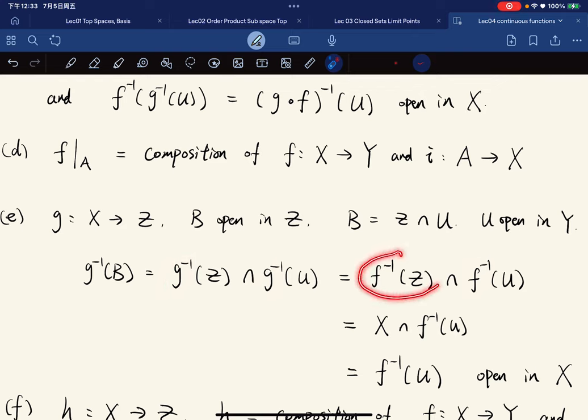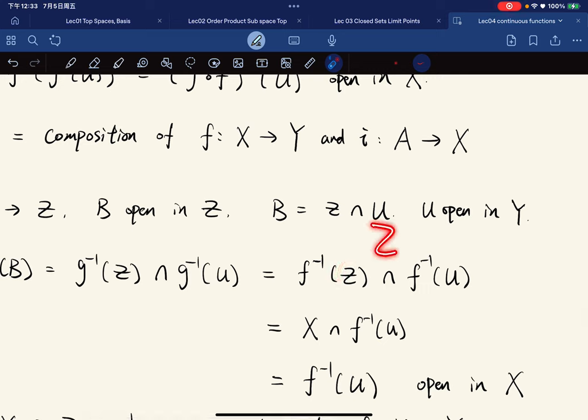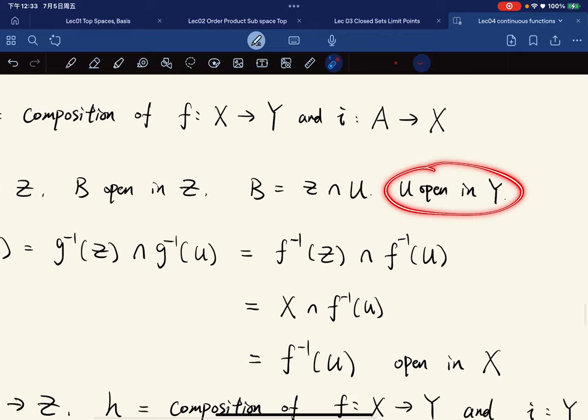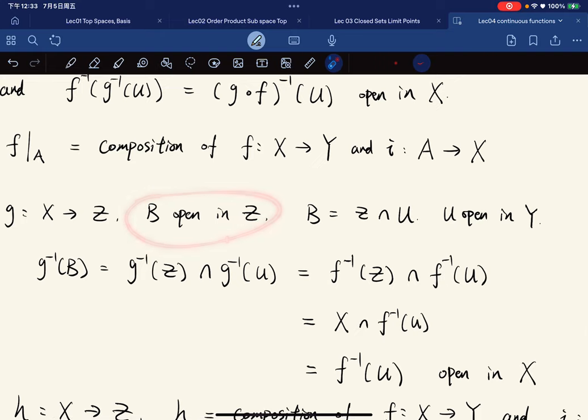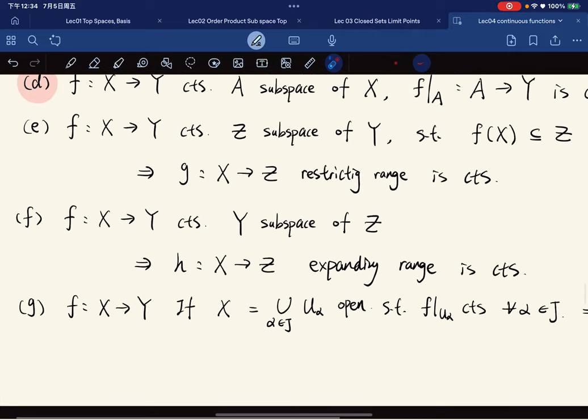And F inverse under Z, I'm sorry, under Z, we know that Z contains F of X. So this should give you X and this gives you this. But F is continuous, U is open in Y, so F inverse of U is open in X. So for B open in Z, G negative 1 of B is open in X. So G is continuous. Okay, now part E is done.